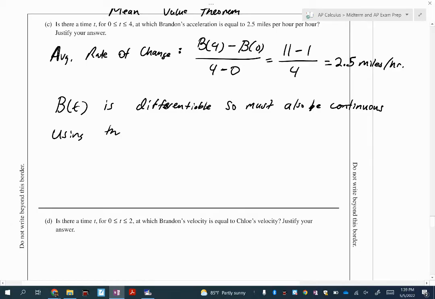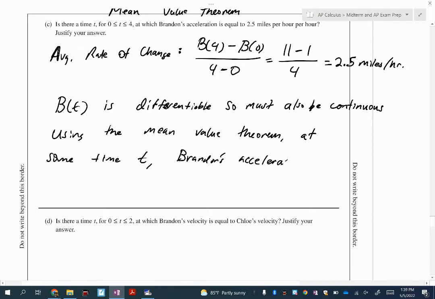So that means, using the mean value theorem, at some time t, Brandon's acceleration must equal 2.5 miles per hour squared.